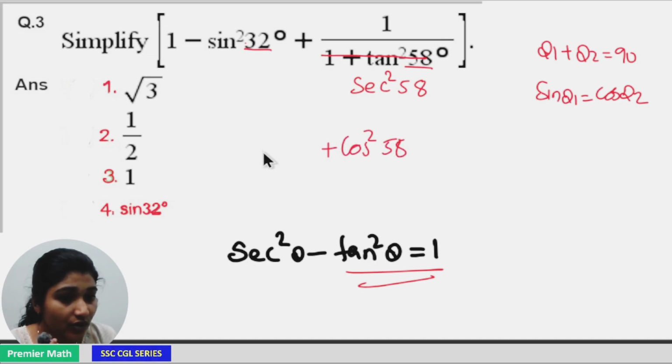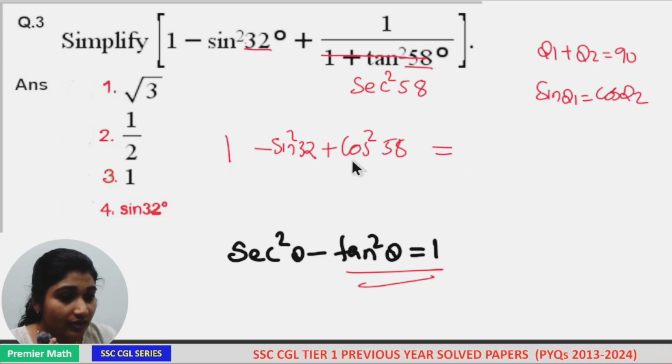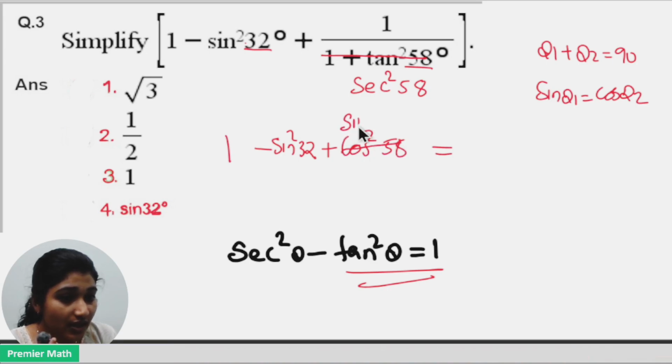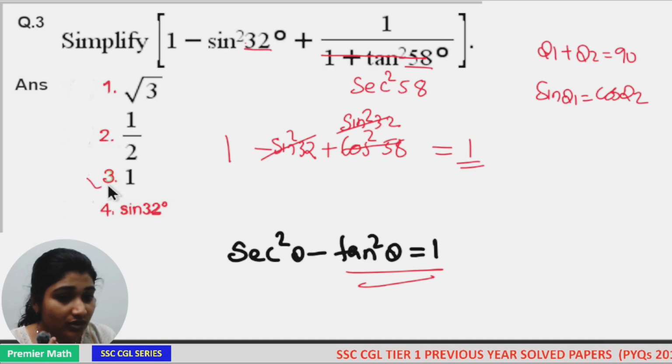Now here we have minus sine square 32 and here 1. Now cos square 58, that is cos square theta 2, I can write it as sine square theta 1, that is sine square 32. Cos square 58 is equal to sine square 32. Now plus and minus cancel, answer is 1. Option 3 is your answer.